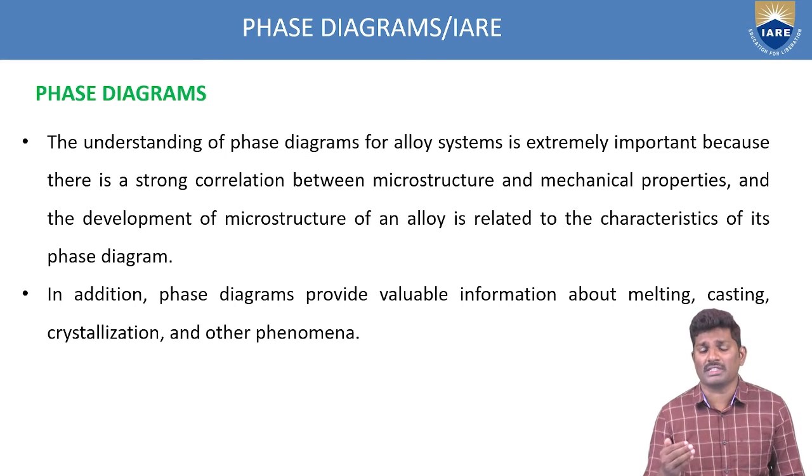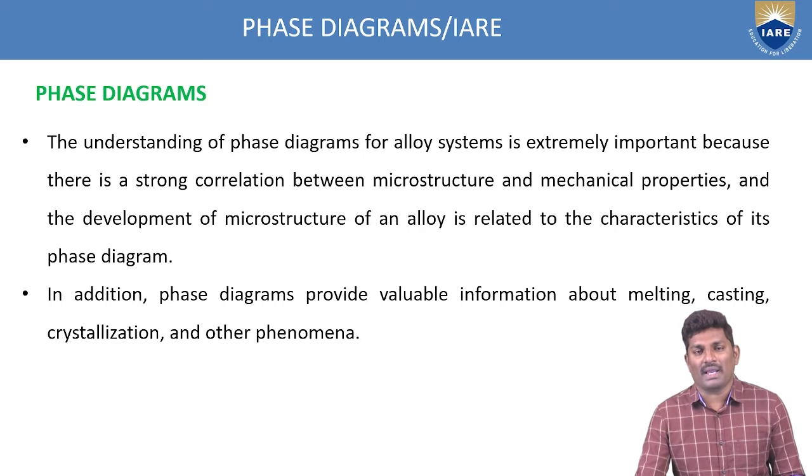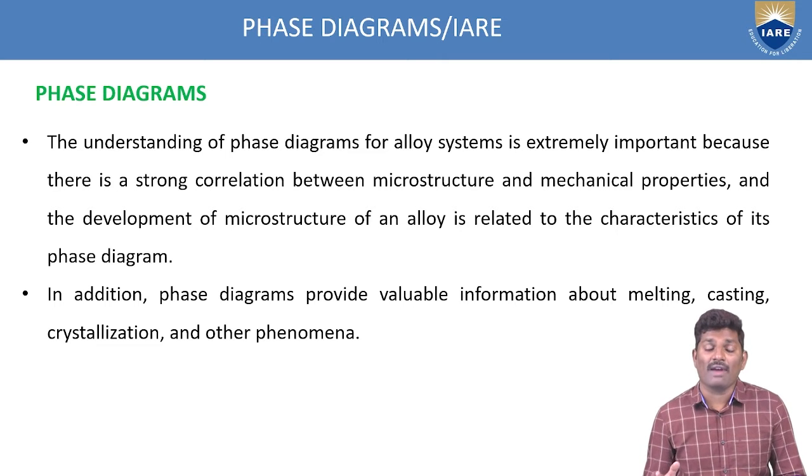In addition to this, what are the phase diagrams going to do? They provide valuable information about melting, casting, crystallization and other phenomena. Not only do they give the mechanical properties and the microstructure, they also give the melting temperature. If you want to do any manufacturing process, you have to melt the raw material. At what temperature will you melt? That can be identified with the help of the phase diagrams. That's why this gives valuable information. The phase diagram gives valuable information about the melting temperature of any given metal.